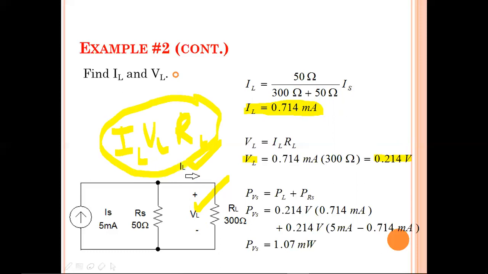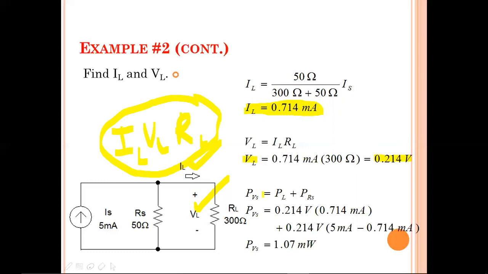Means the output terminals are going to be fixed based on the input, right? So IL, VL, and RL are fixed. Then try to measure the voltage, and measure the power across these two different elements.